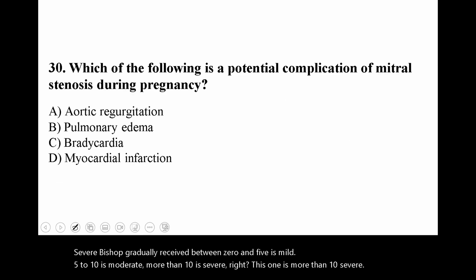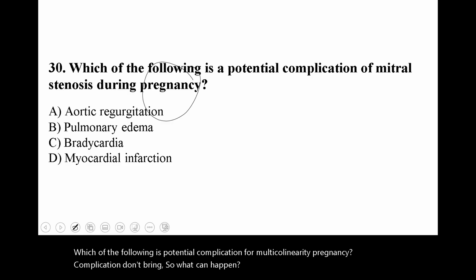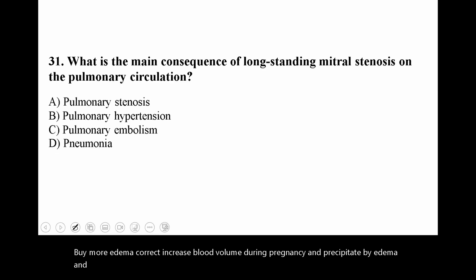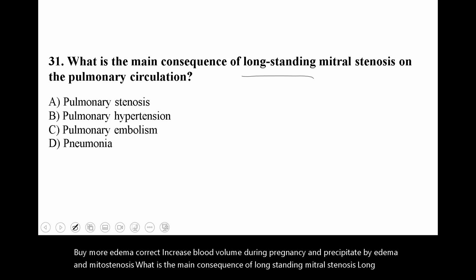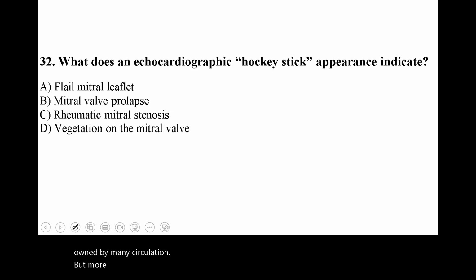Which of the following is potential complication for mitral stenosis during pregnancy? Complication during pregnancy, what can happen? Pulmonary edema, correct. Increased blood volume during pregnancy can precipitate pulmonary edema in mitral stenosis. What is the main consequence of long-standing mitral stenosis, long time, on pulmonary circulation? Pulmonary hypertension. Very good, applaud.